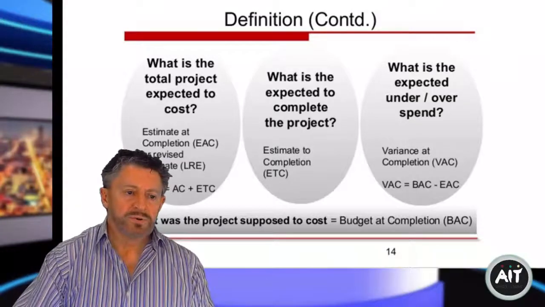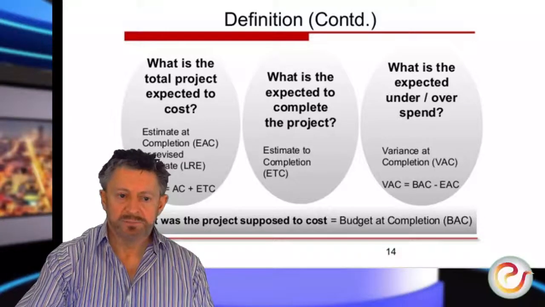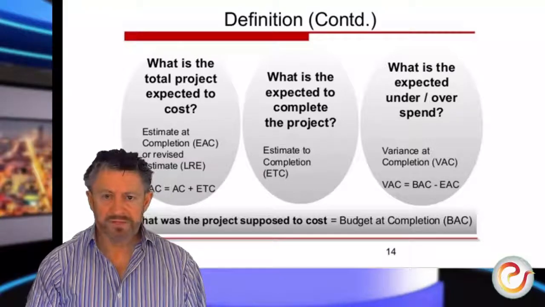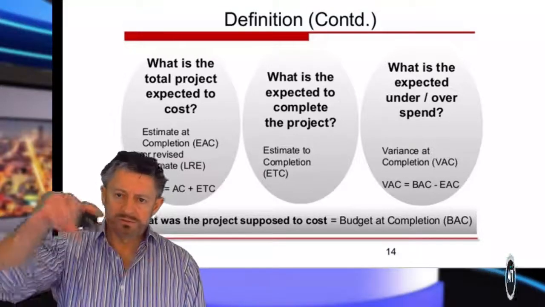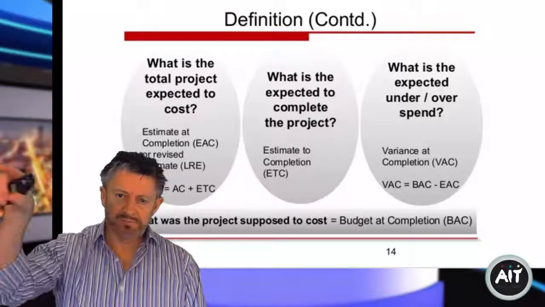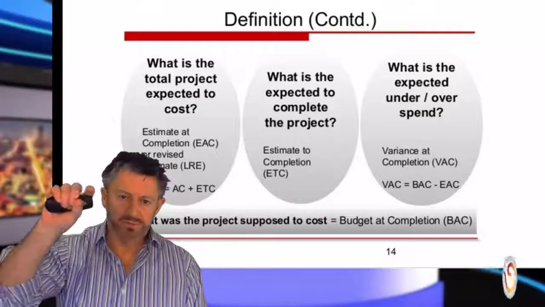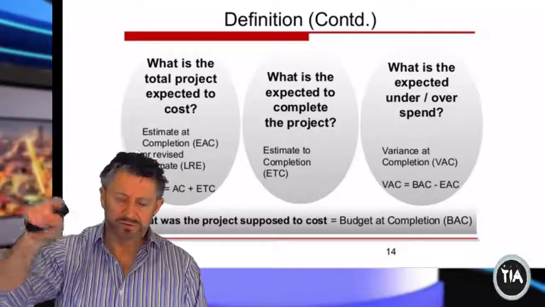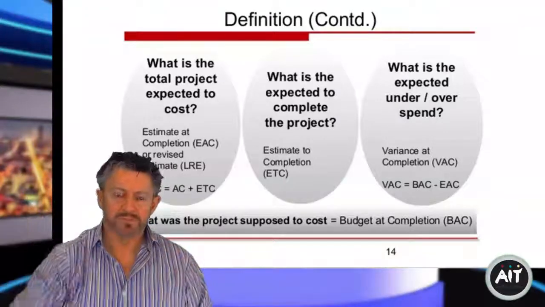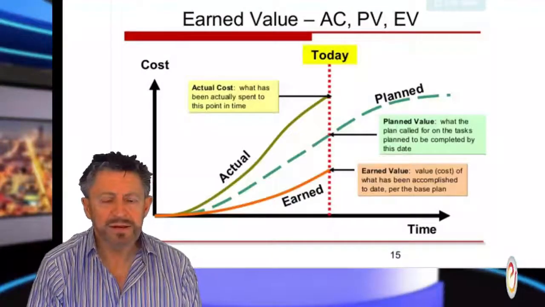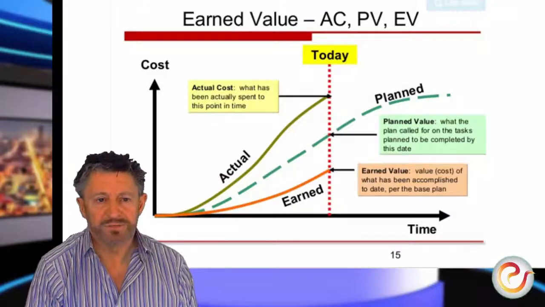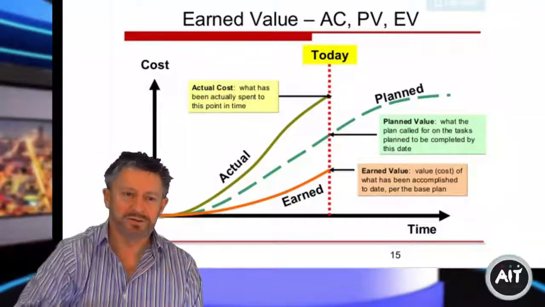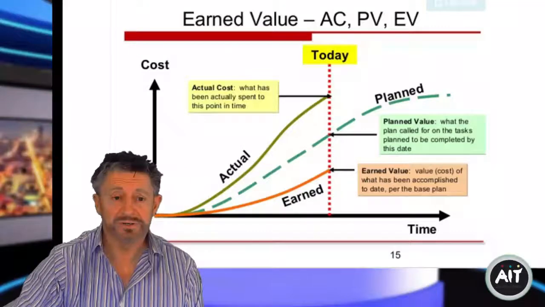So what was the project supposed to cost is the budget cost at completion. That was the original. That's your golden diagram, that important diagram, your planned value or your budget at completion. This is that S curve. That's the backbone of your project. And here you have it represented. All my hand moving efforts are now in this picture here.